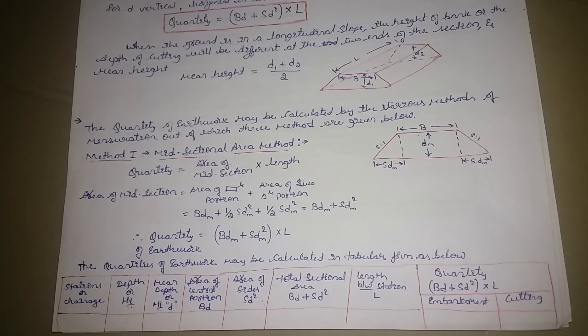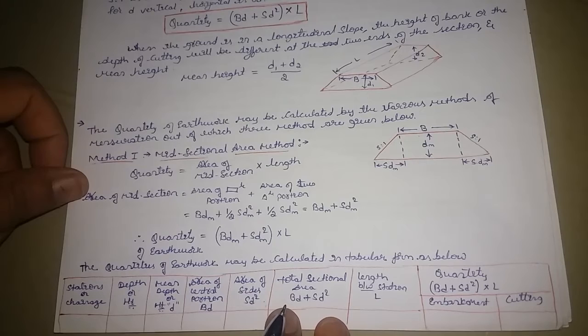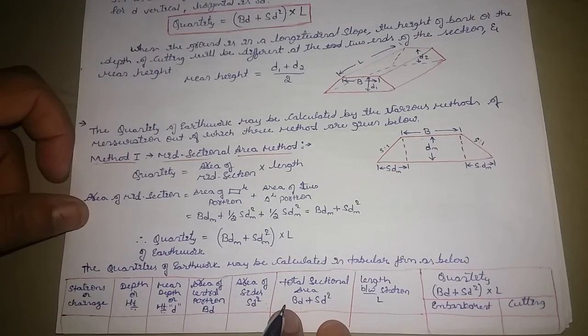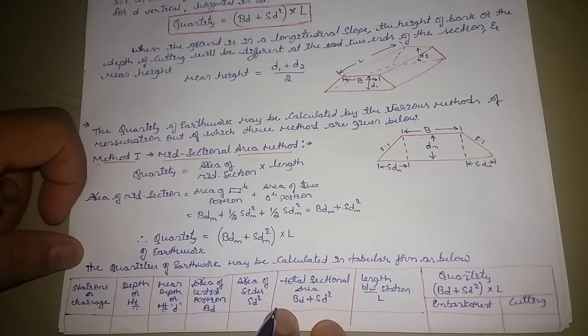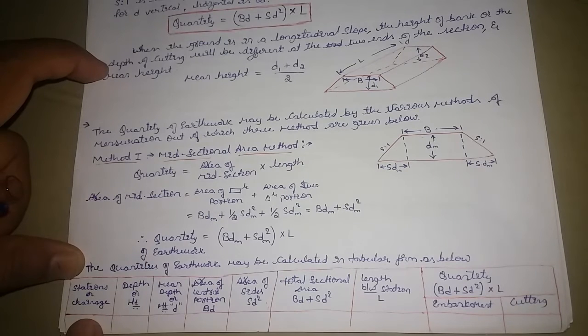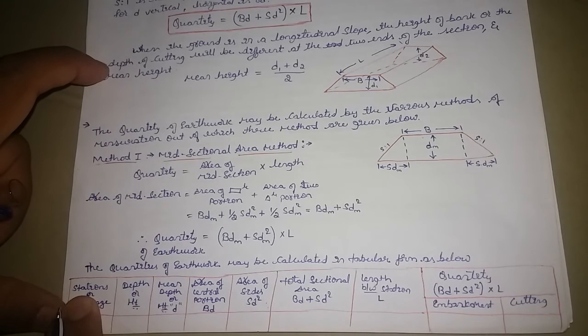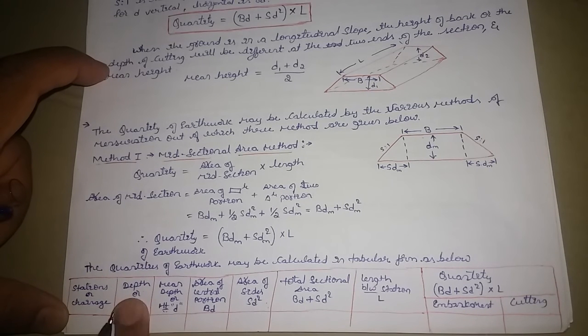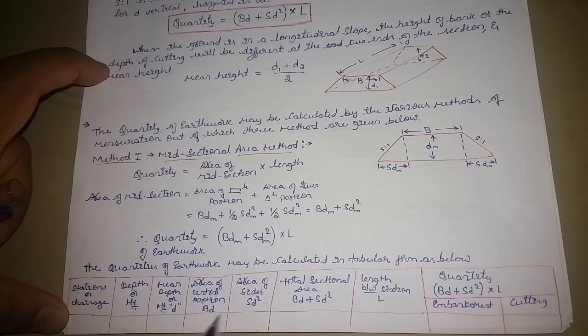So in order to follow that, we have to take a simple tabular form. What does the tabular form look like for the mid-sectional area method? The first column is station or chainage, then depth or height, mean depth or height, area of central portion, that is BD. Area of the central portion is nothing but BD. Then area of the sides, that is SD square. We need to calculate these while solving the problems.